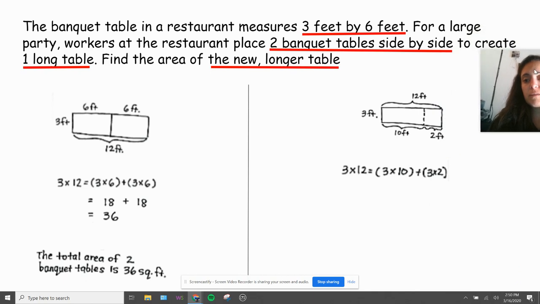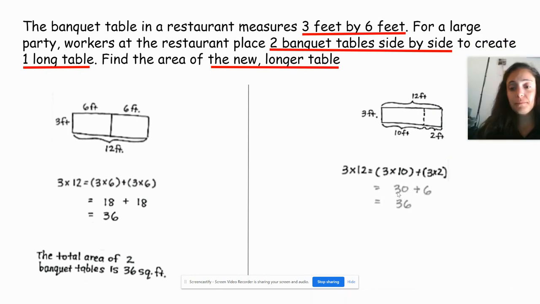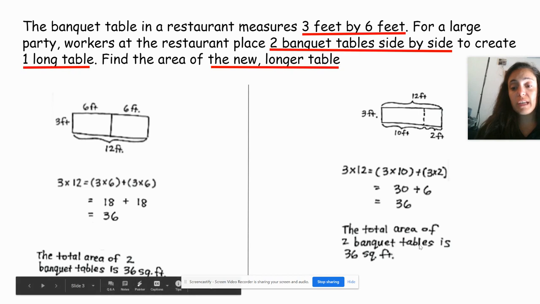Let me move myself up here. And I do the same thing that I did on this side with how I solve it over here. So I know that 3 times 10 is 30, plus 3 times 2 is 6. So 30 plus 6 is 36. And I always need my word sentence, and that is the total area of 2 banquet tables is 36 square feet. So my answers are the same.